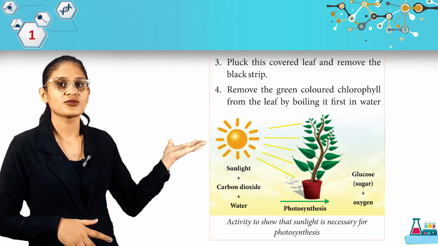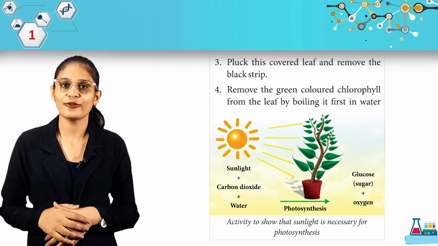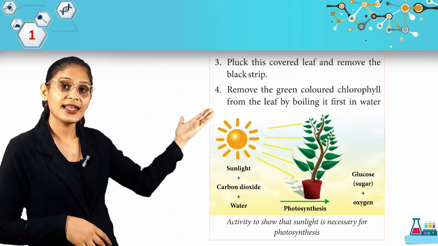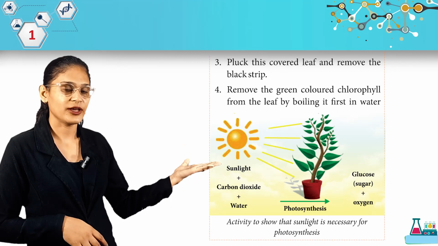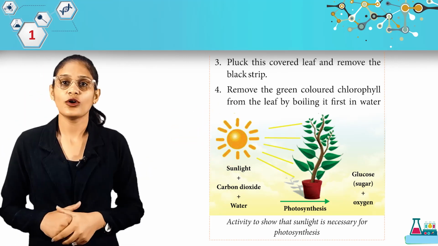Look at this picture students, here is the activity to show that sunlight is necessary for photosynthesis. We have sunlight plus carbon dioxide plus water, photosynthesis, glucose, sugar plus oxygen.